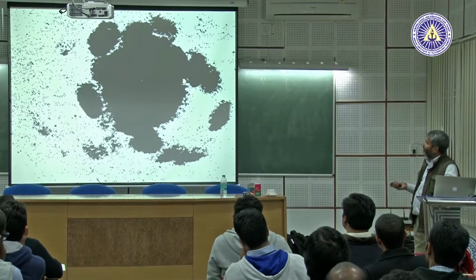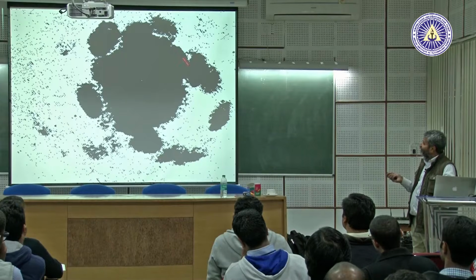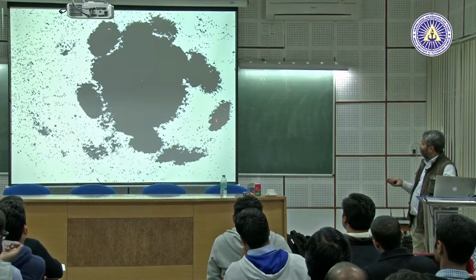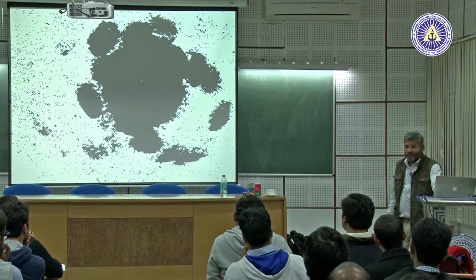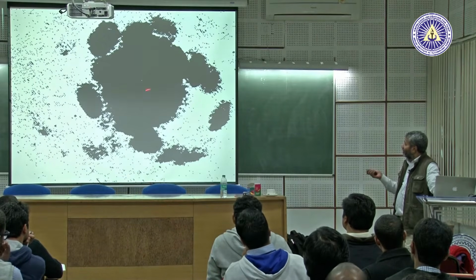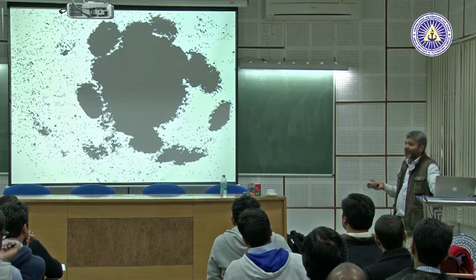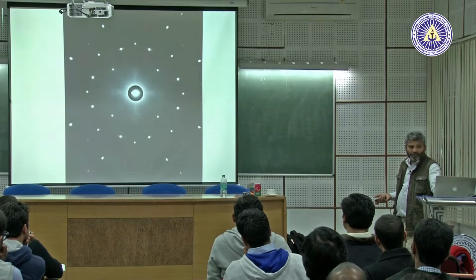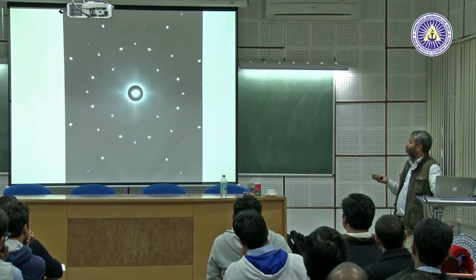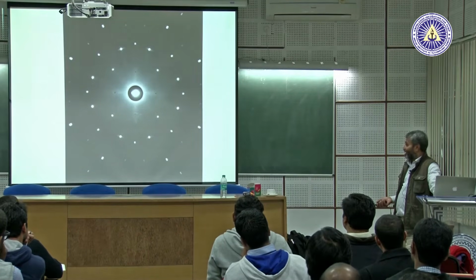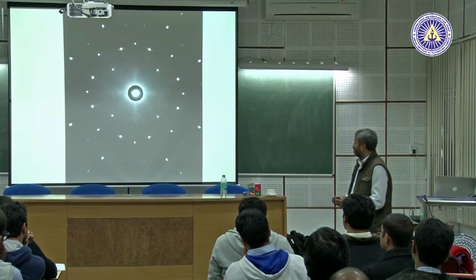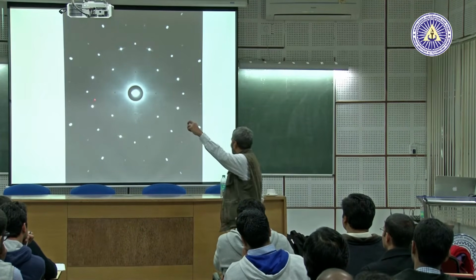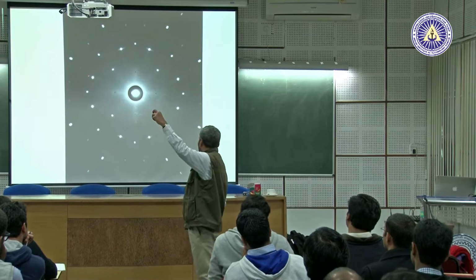Still, they could see that apart from the central beam, there are beams going away from the center, and that was the basic definition of diffraction. If there was no diffraction, only the central blotch should have come, nothing else. Of course, with more modern techniques, you can see a much nicer diffraction pattern. This is the Laue technique. The X-ray beam is coming here.